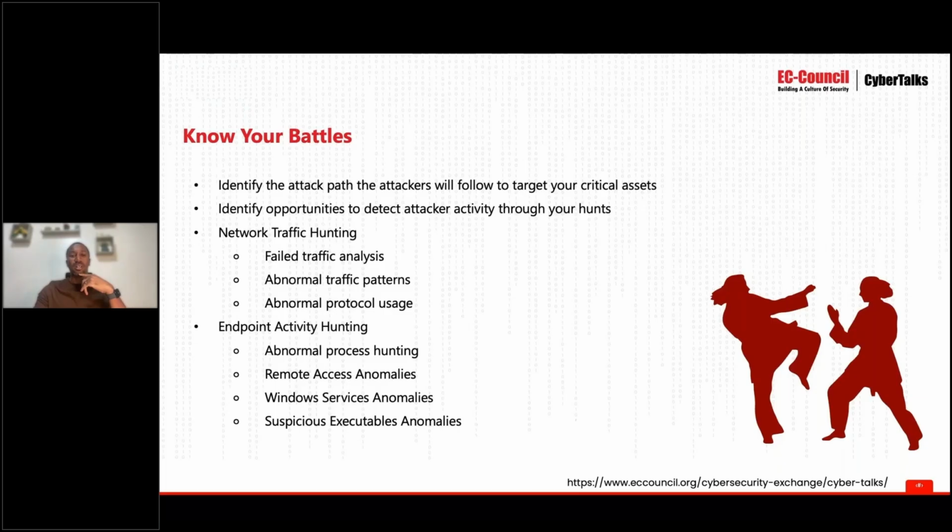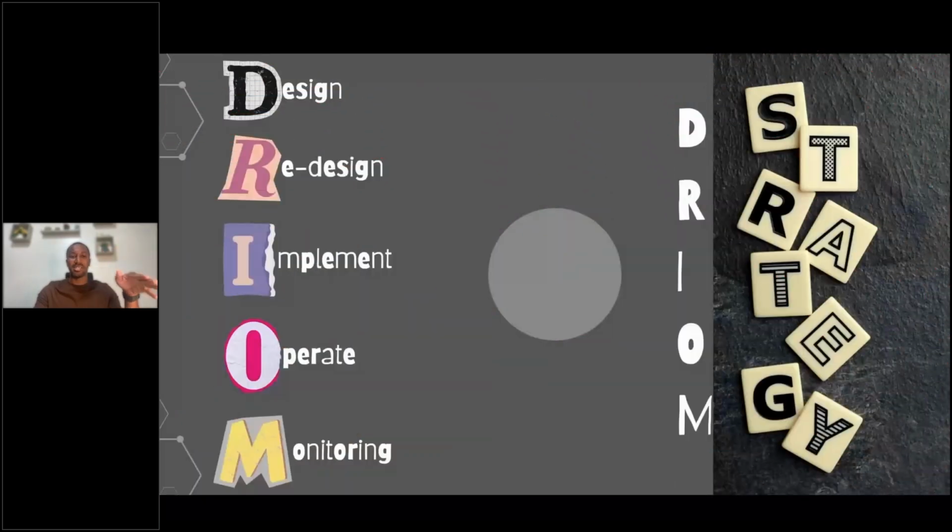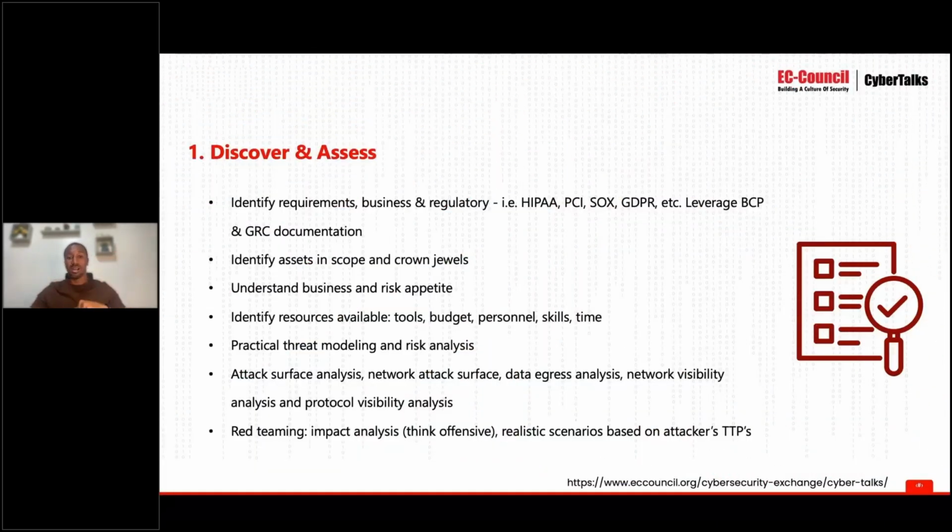So there's something we call a DREAM. DREAM is design, redesign, implement, operate, and monitor, where you discover and assess exactly what your crown jewels are, budget for it, the tools you need to actually get there, the personnel, the skills, the time. If you don't have the personnel or the skills, you can get them from somewhere else. What are the practical threat modeling and risk analysis you have to understand? A lot of organizations don't do any kind of threat modeling. They don't even understand what they have to look at in the possible ways that they can get compromised. What does the attack surface look like?